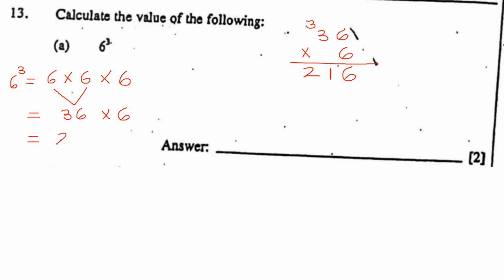So that means that 6 to the third power, or 6 raised to the power of 3, is going to be 216. Again, 6 times 6 times 6, it's 216. 6 times 6 is 36, multiplied by 6, that's 216. So that's 13A. Let's check out 13B.